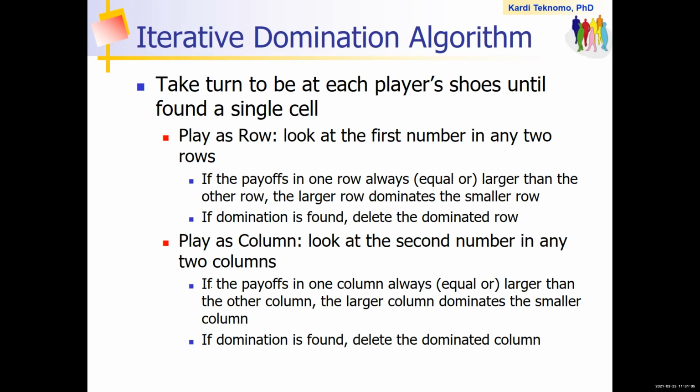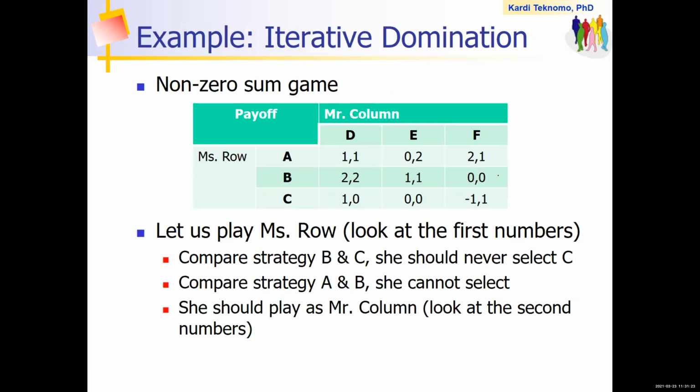Is that clear? The technique is that we have done this last time during zero sum game. The difference is now you have two numbers, right? So let's take an example. Say you have this payoff matrix. Row has strategy A, B, C. Mr. Column has strategy D, E, F.